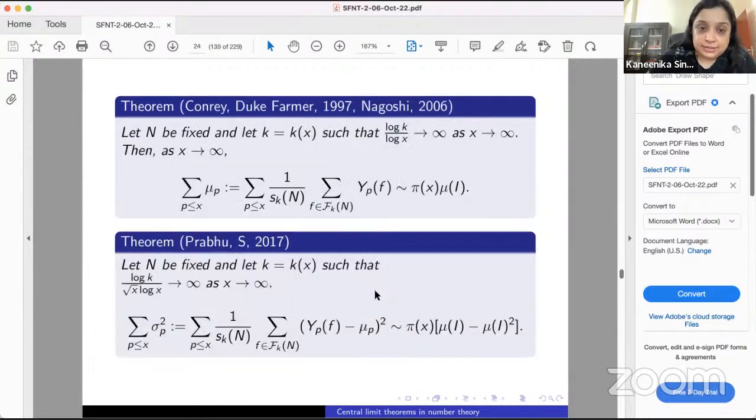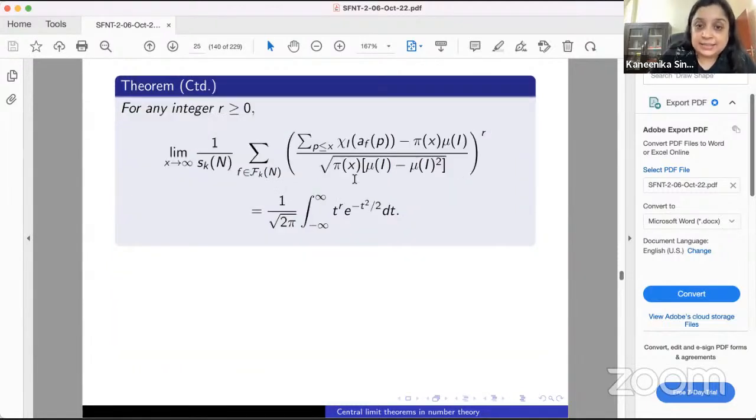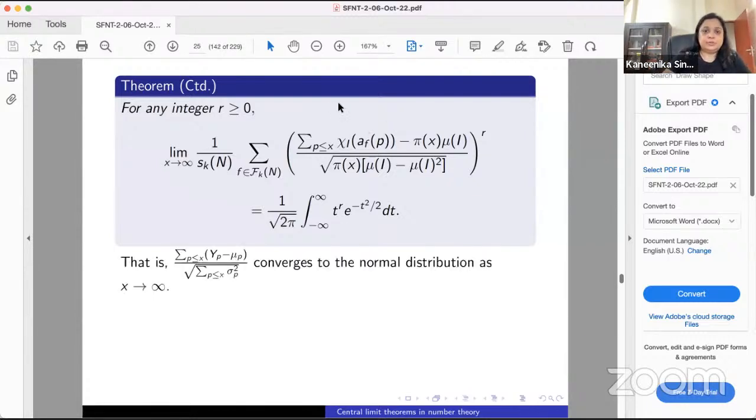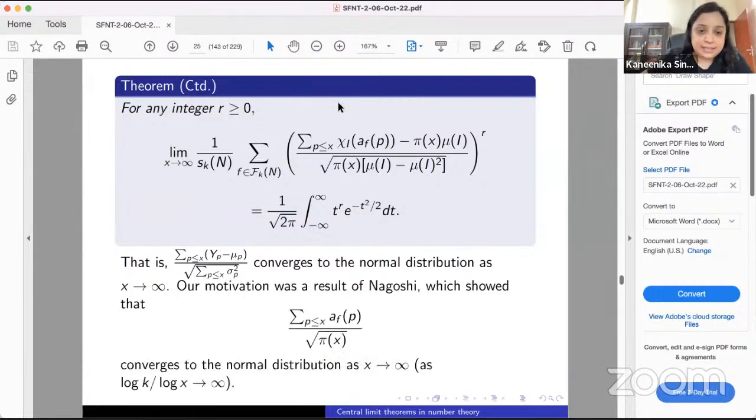So these sums of these random variables Y sub p, when appropriately normalized, converge to the Gaussian distribution. So here is another analog of the Erdős-Kac theorem. And then you can talk about different types of analogs of these central limit theorems. Instead of the characteristic function, you can replace it by some suitable continuous function, for example, the mth Chebyshev function or linear combinations of different types of Chebyshev functions. Okay, so that work has also been done.